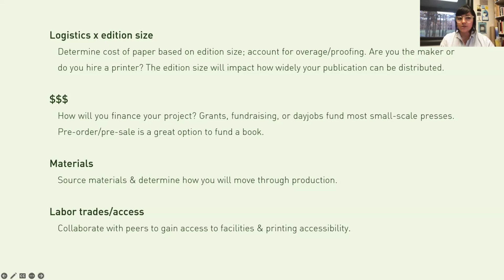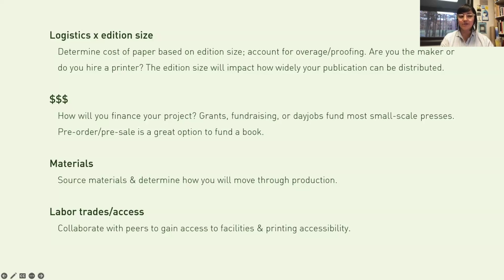Things like materials, source materials, and determine how you'll move through production. That's really just a note to say sourcing materials is a whole art of its own. Something you learn quickly when doing this kind of work is, where can you even get the things you need? And can you get a wholesale rate somewhere? Because that's going to automatically make logistics easier. It's going to cut down on your expenses. So there's all kinds of things that people do.